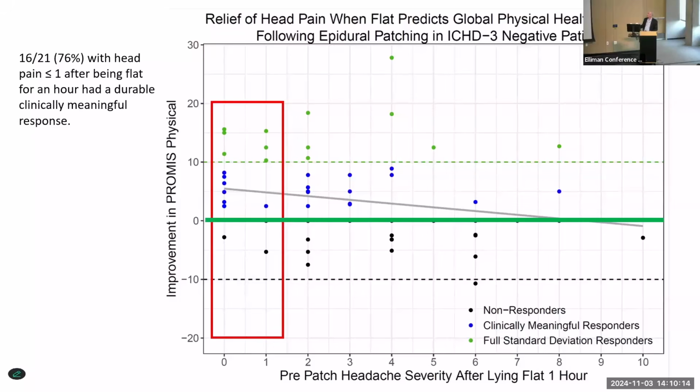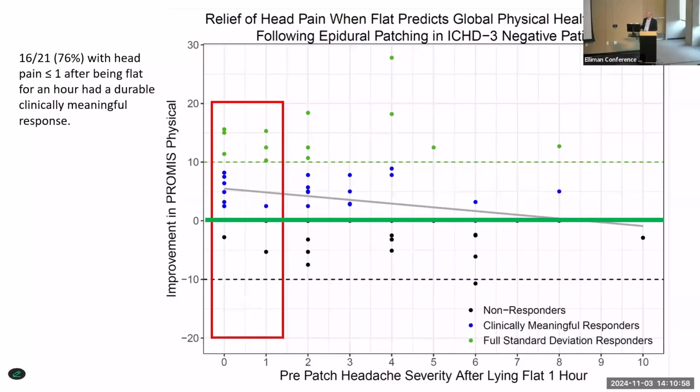Number one, when people laid down for an hour, when their headache severity went down to a 0 or a 1, almost all of those patients had significant improvement, and a bunch of them improved more than a full standard deviation in terms of global physical function and health. And in fact, if you look at all the green dots up here, these are all the people who improved a full standard deviation in physical health according to the standard deviation of physical health in the US population as a whole. Not a small change, a big change. And that represents roughly a fifth of the people who we treated.